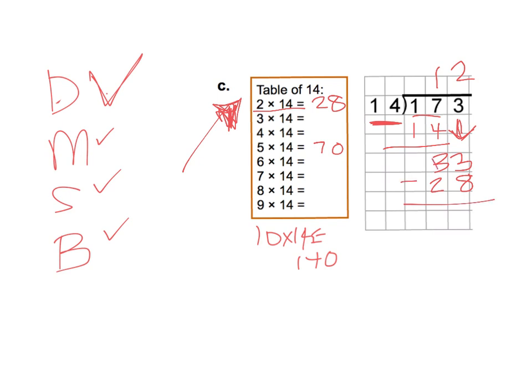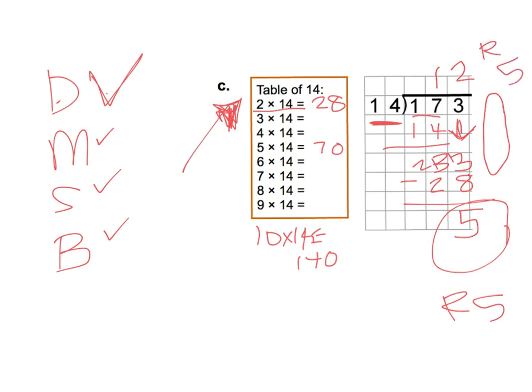So here I have to borrow. I'm going to make that a 2. 13 minus 8 is 5. And I have nothing left to bring down. So in this problem, I have a remainder left. And I'm just going to say remainder 5. Next week, we're going to talk about what we can do with those remainders. But that's an example of using a multiplication chart for a 2-digit divisor.